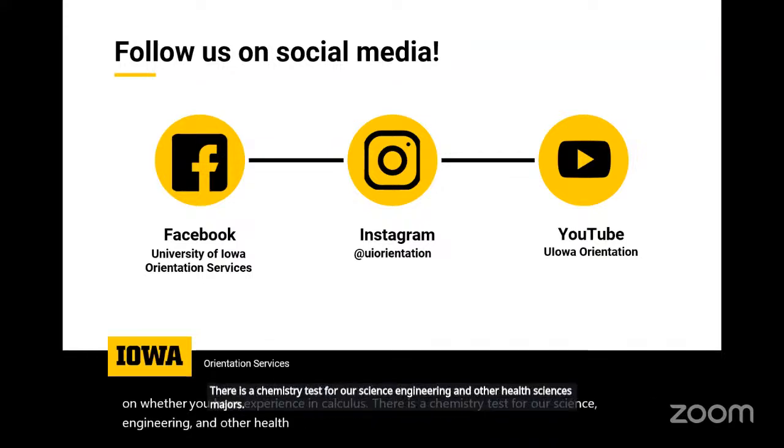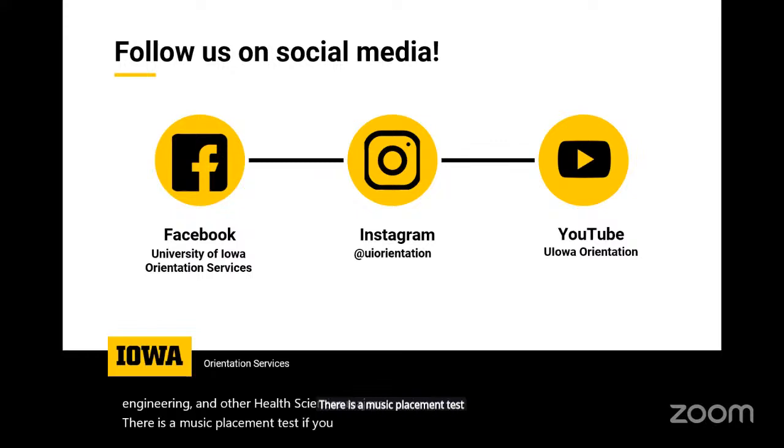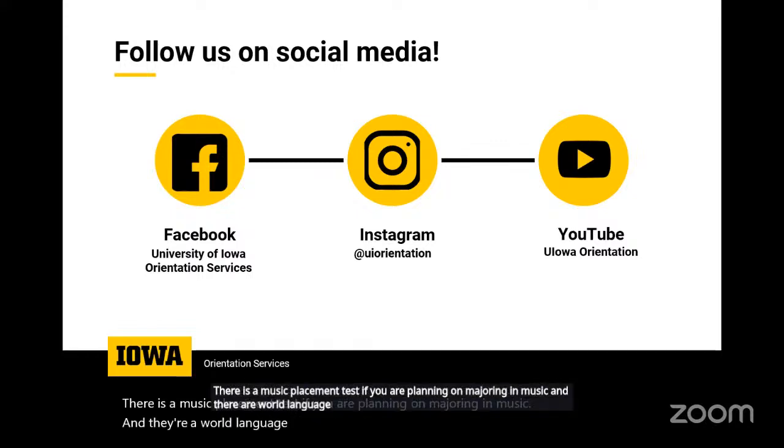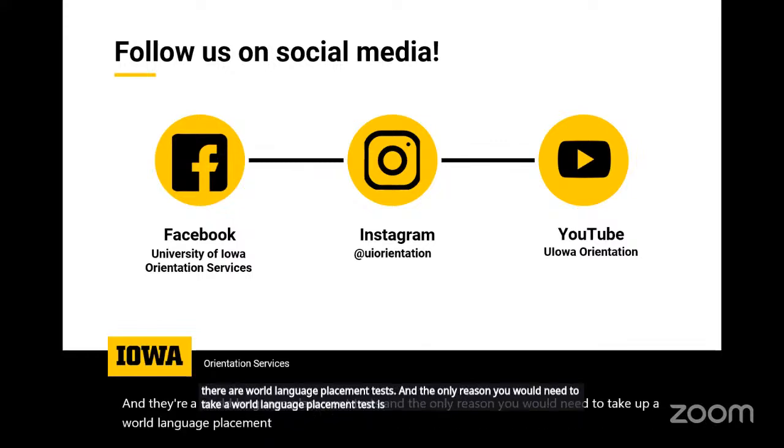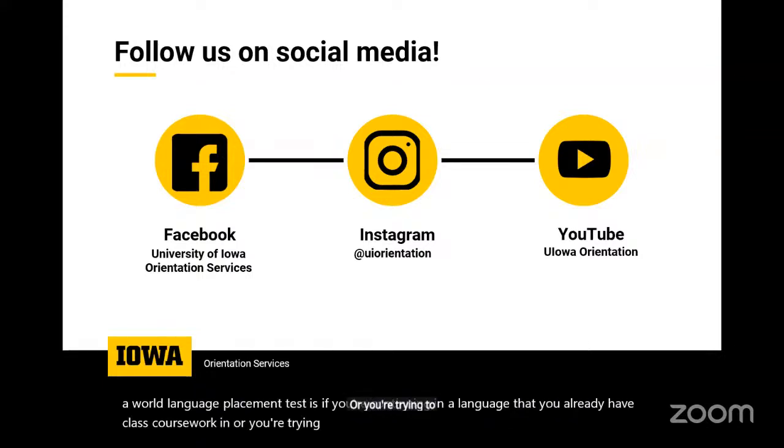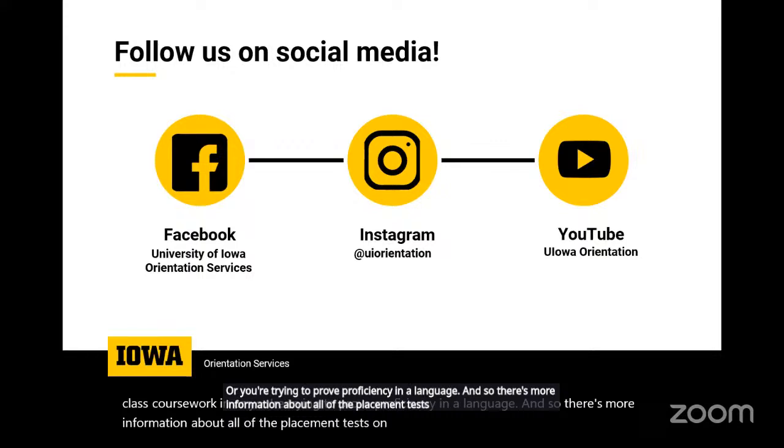There is a music placement test if you are planning on majoring in music. And there are world language placement tests. The only reason you would need to take a world language placement test is if you are continuing in a language that you already have coursework in, or you're trying to prove proficiency in a language. And so there's more information about all of the placement tests on our website, which is newstudents.uiowa.edu.